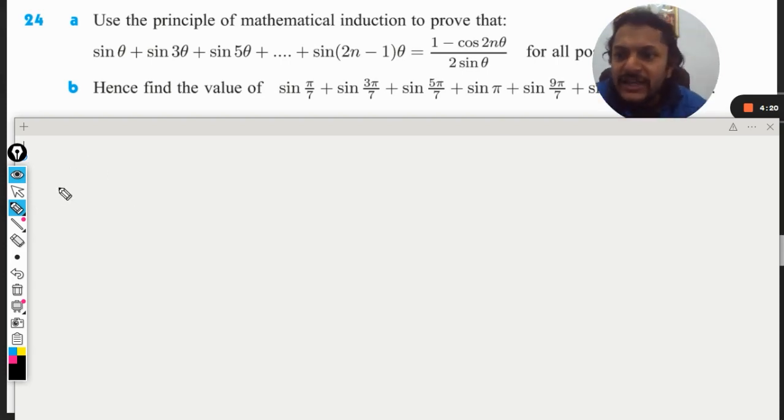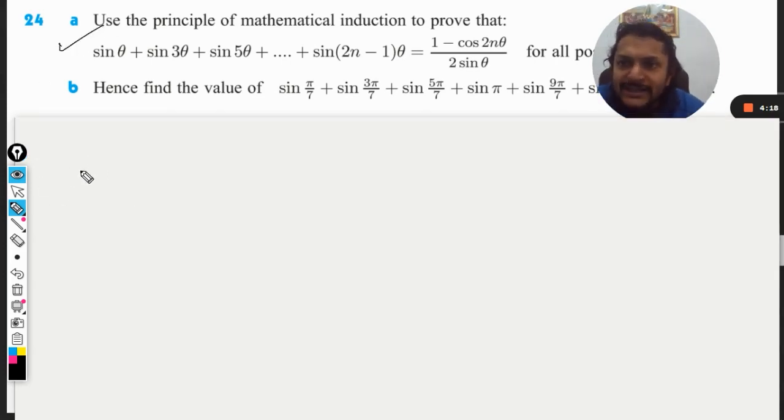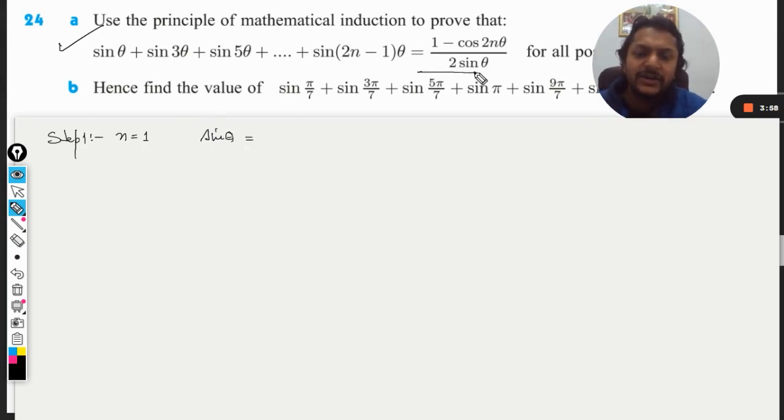So let us now see what we can do in this. The equation is written in front of you. I'm just writing step number one. For step number one, we write n is equal to 1 and we see whether the proposal is correct or not. The left hand side will become sine theta when n is equal to 1. And here, when n is equal to 1, we get cos of 2 theta divided by twice of sine theta.